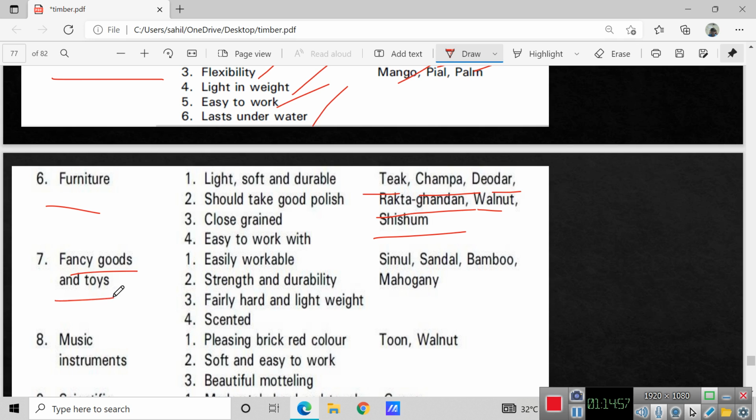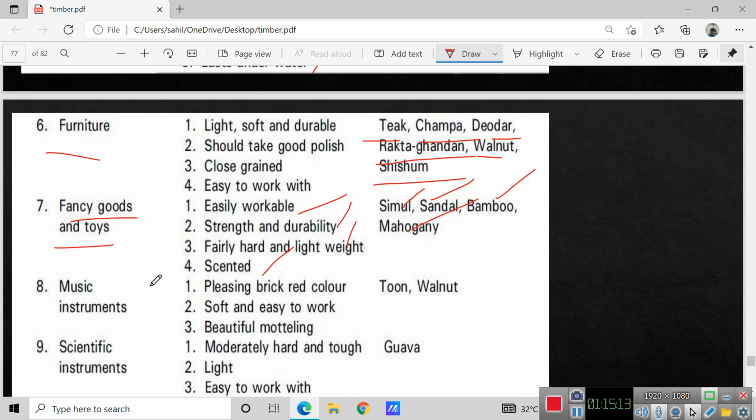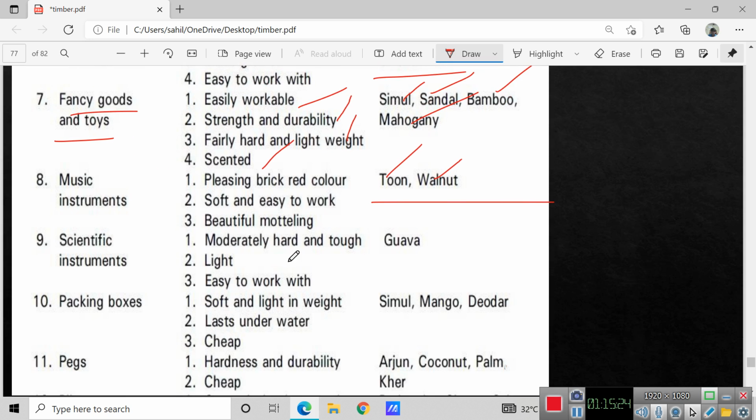Fancy goods and toys: the wood required for them must be easily workable. Strength and durability must be high. Fairly hard and lightweight. Scented. Examples of trees used are simul, sandal, babul, mahogany, etc. Musical instruments: pleasing brick red color, soft and easy to work, beautiful mottling, tun and walnut are the trees required for them. Scientific instruments should be moderately hard and tough, light, easy to work with. The wood required for scientific instruments is guava.